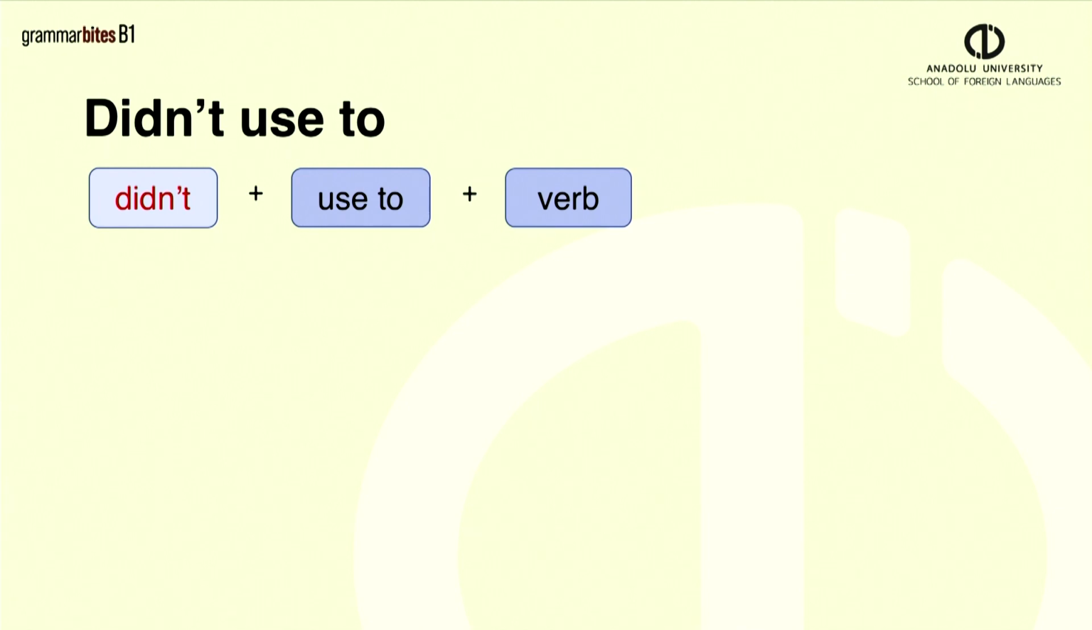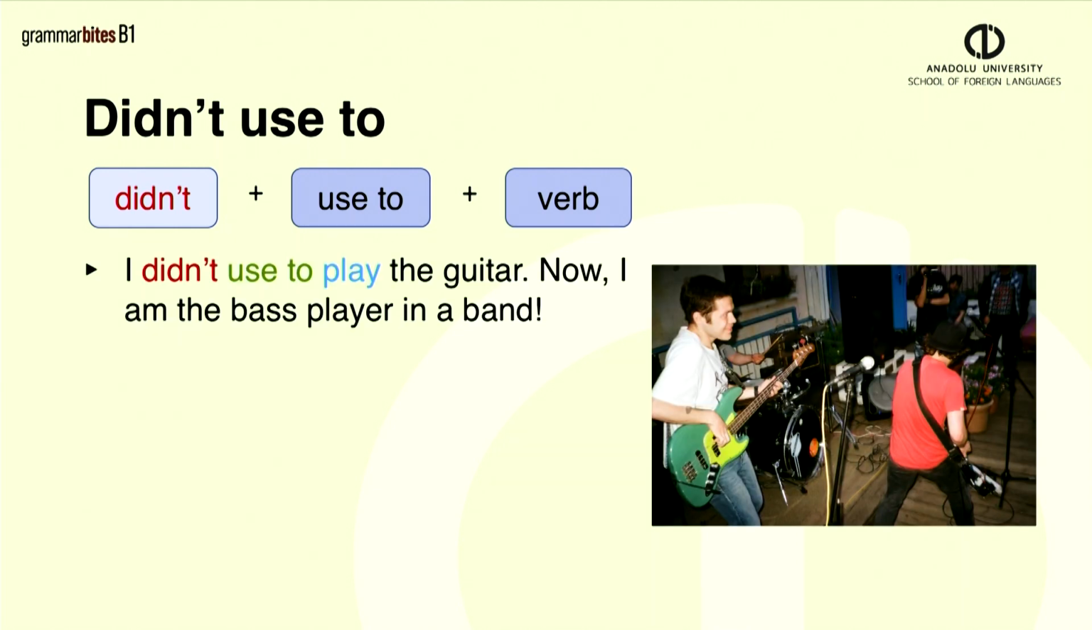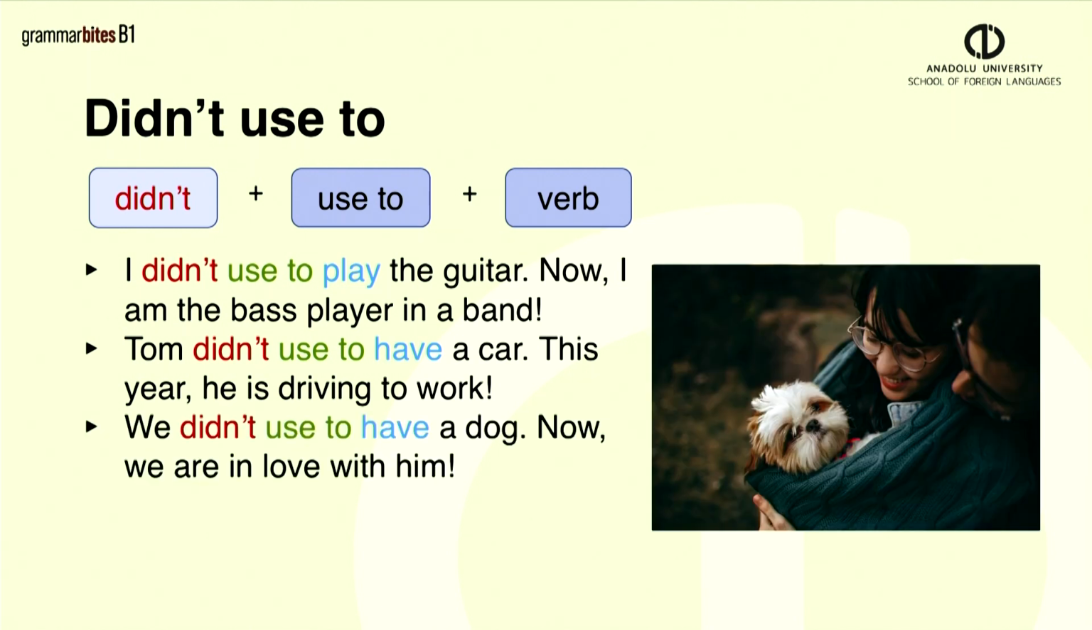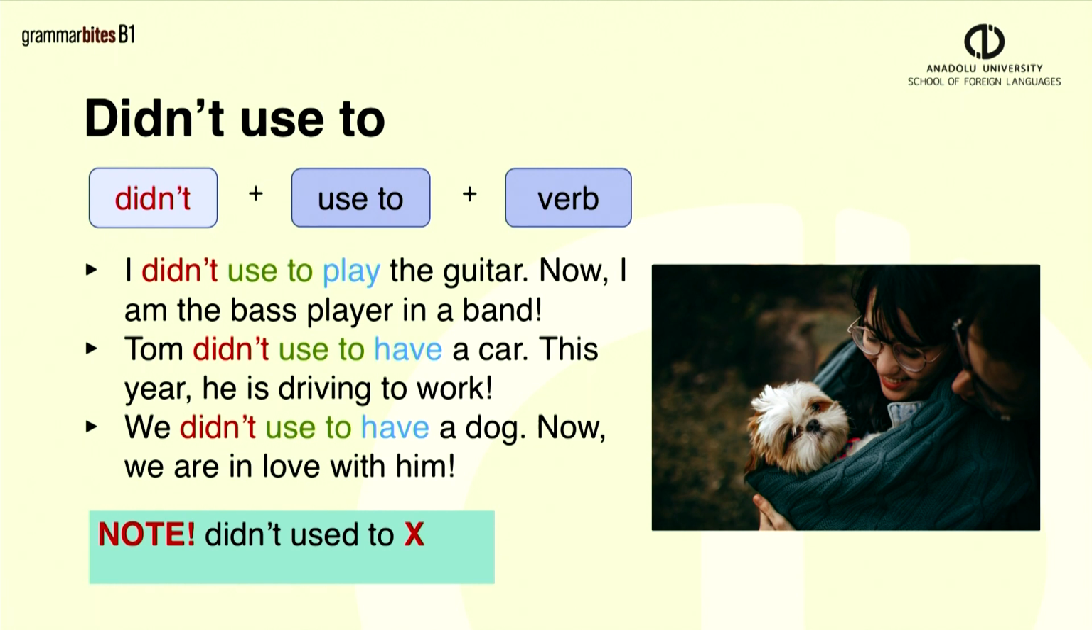We can use the formula didn't used to plus verb 1 to make negative sentences. For example, I didn't used to play the guitar, now I'm the bass player in a band. Tom didn't used to have a car, this year he is driving to work. We didn't used to have a dog, now we're in love with him. Remember that we don't add the d at the end of use in the negative sentences.